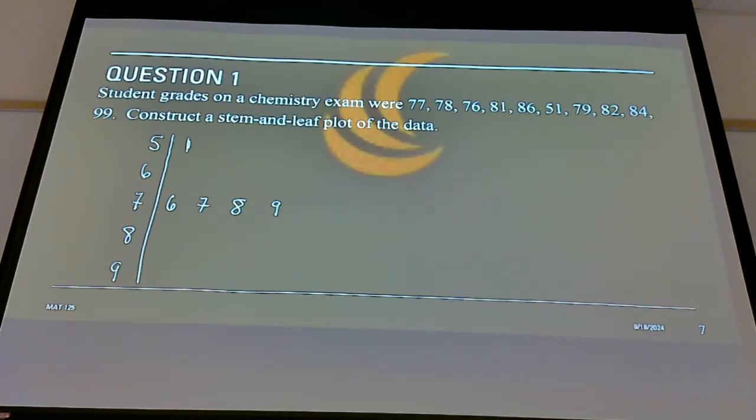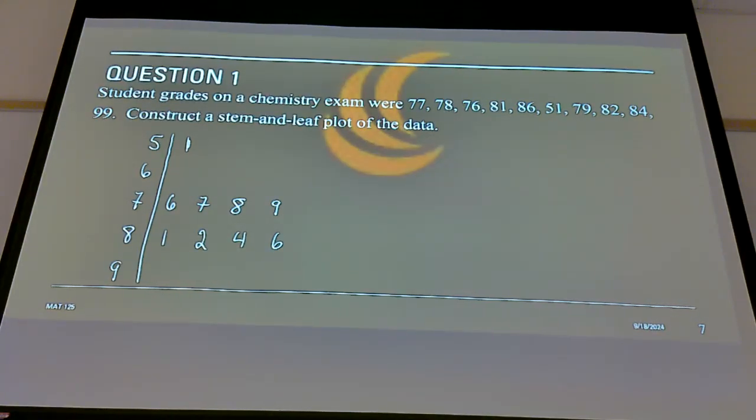So what about the 80s? No, it's 3. 1, 2, 3, 4. 2, 3, 4, 5. 1, 2, 3, 4, 5. Yeah, you got it. There you go. And what about the 90s? Just 9. Does your stem reflect those down? That's not bad.